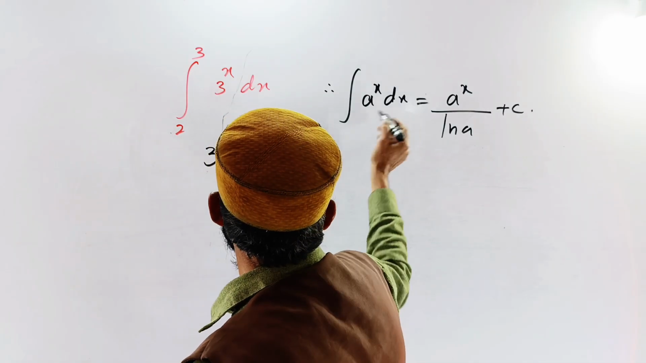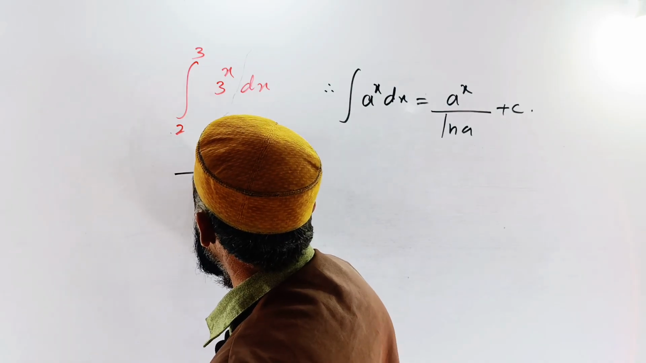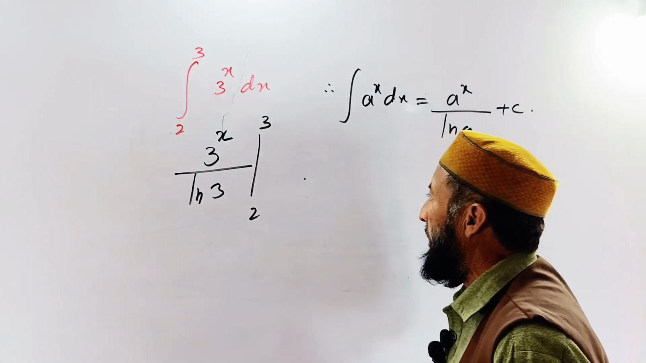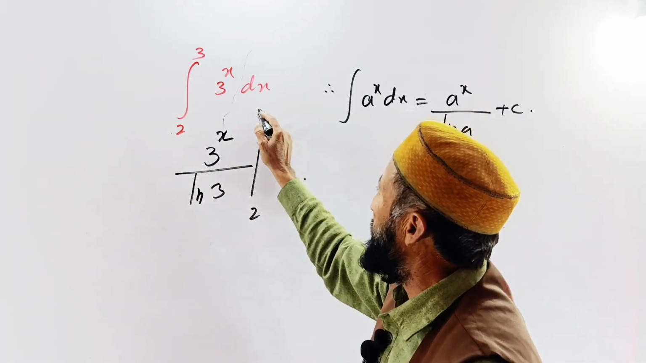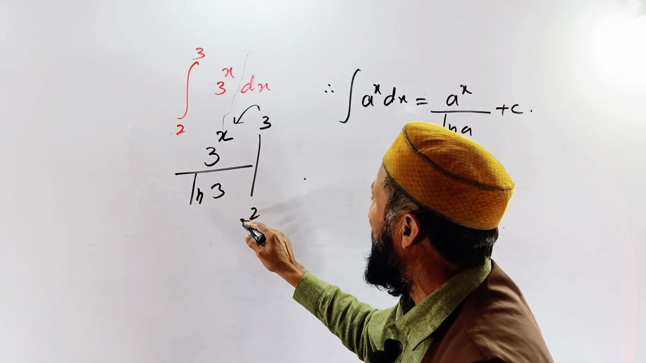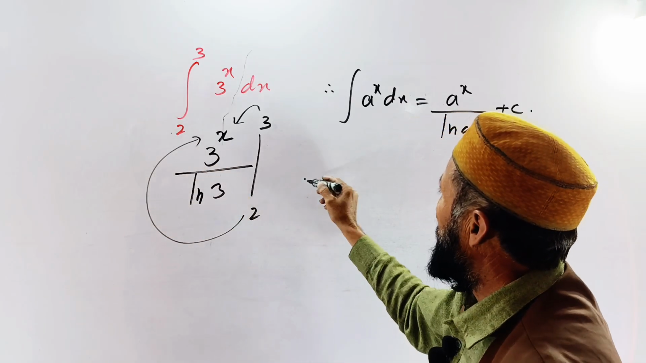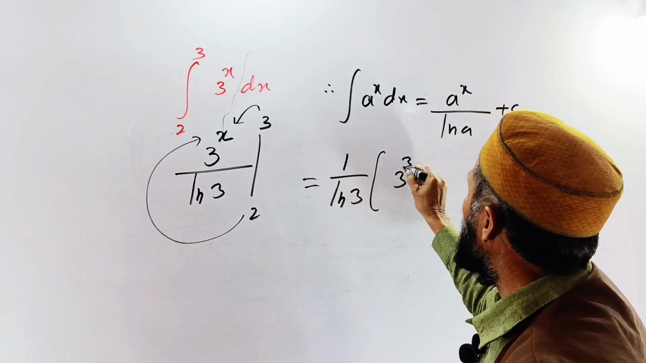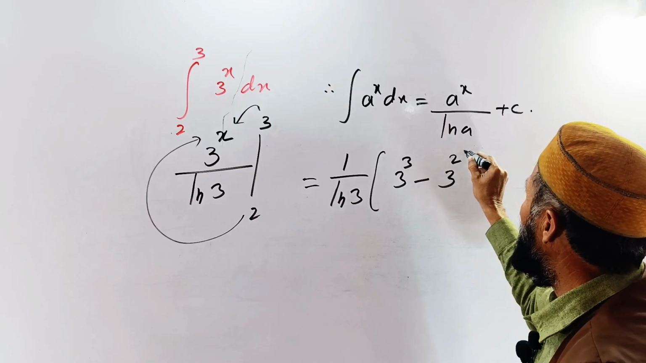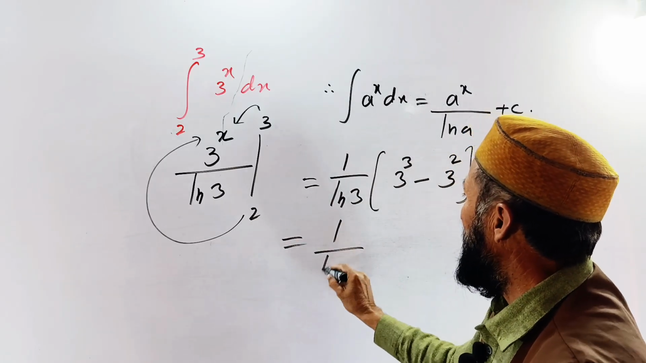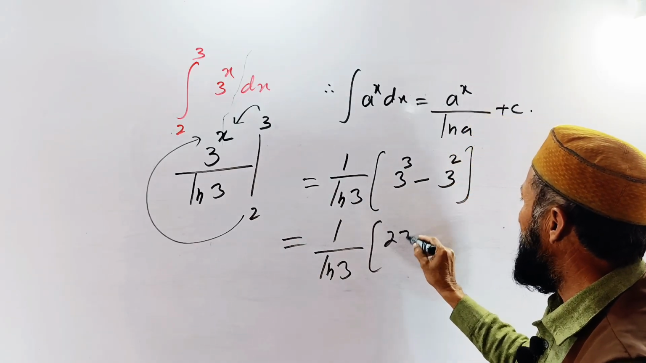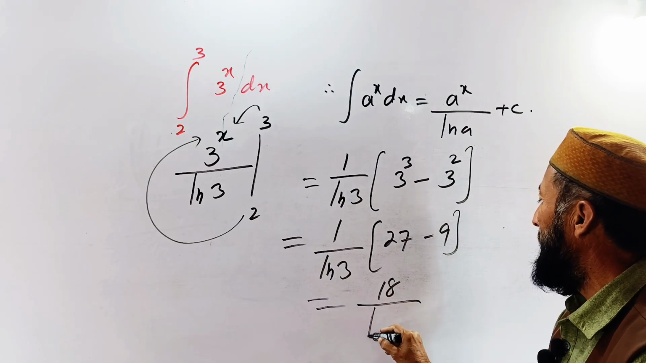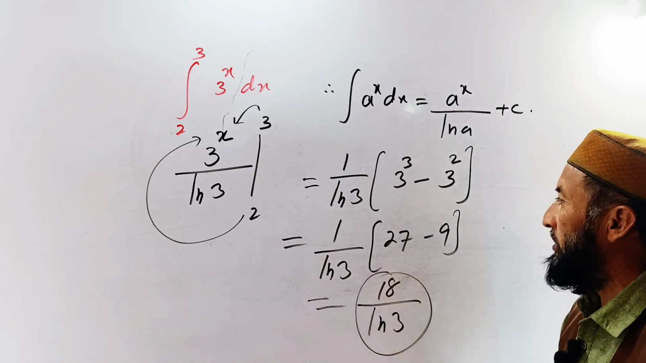According to this definition, 3 exponent of x over log of 3, and the upper and lower limits are applied. In place of x we first put the upper limit and then the lower limit, so we get 1 divided by log of 3 times 3 exponent of 3 minus 3 exponent of 2. So 1 divided by log of 3 times 27 minus 9, and we get 18 divided by log of 3 as the answer of this question.